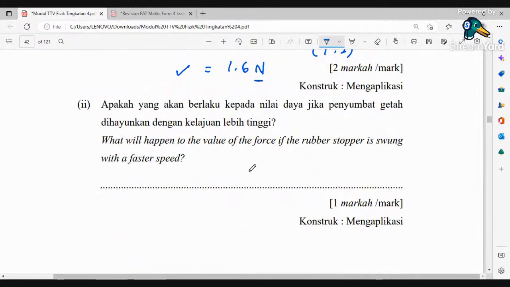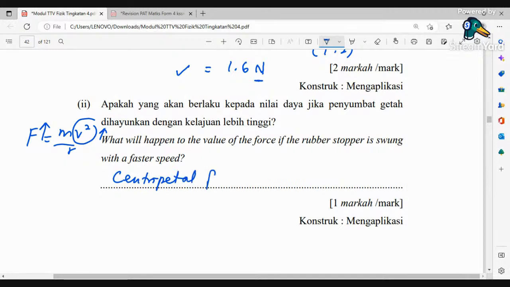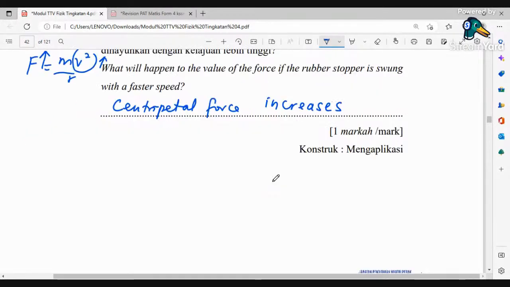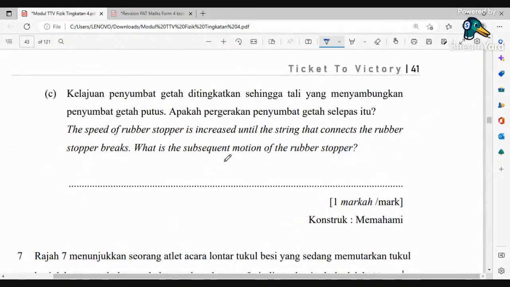Part 2. What will happen to the value of the force if the rubber stopper is swung with faster speed? Still using the same formula, mv squared over r. It means that the force increases. So you can see that the centripetal force increases. Okay, very simple, right?